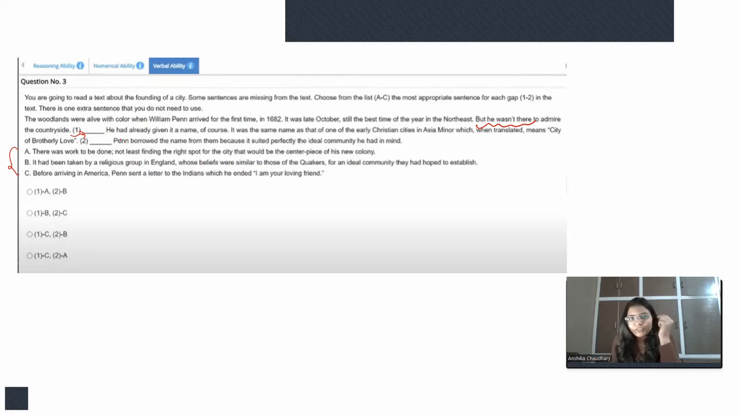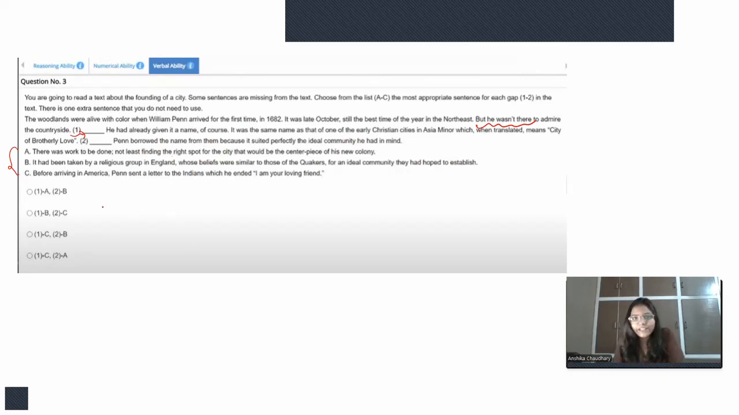So after that blank, we need to move forward and check. He had already given it a name. Of course, it was the same name as that of one of the early Christian cities in Asia Minor, which when translated means city of brotherly love. Now, next, William Penn borrowed the name from them because it suited perfectly the ideal community he had in mind. So it is something like city of brotherly love, and some kind of connection is there, right?